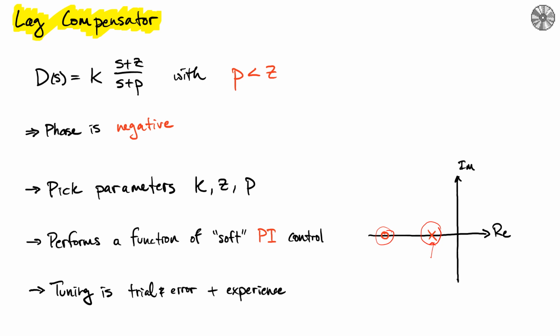If you went through the derivation of the phase, you'd observe that p minus z, essentially it's the same transfer function, it's just the fact that z and p have a different relationship. And so if you look in that arctangent, you'd find that that term would now be negative, which makes the overall phase negative. We still have to pick this K, z, and p, and so as long as the zero is further out on the negative real axis, it is a lag compensator.